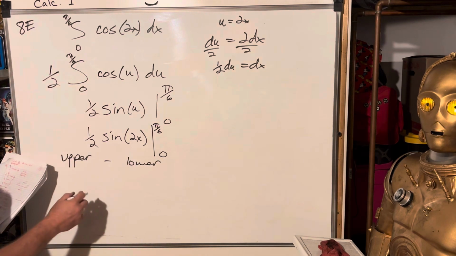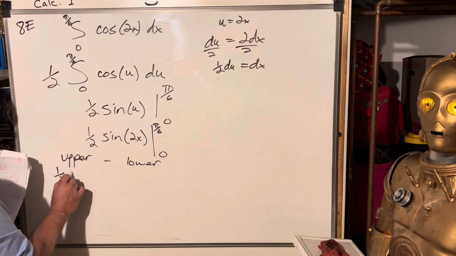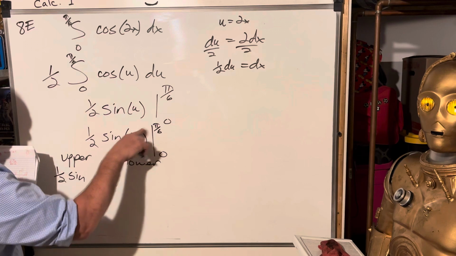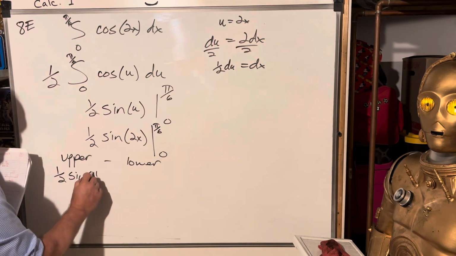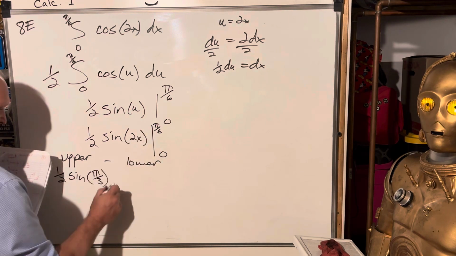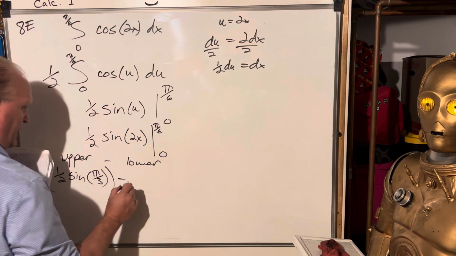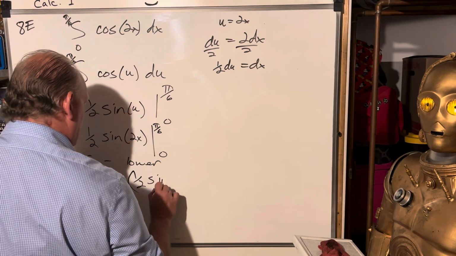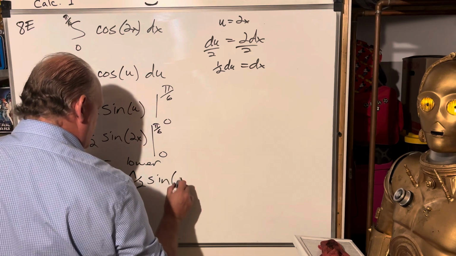So I've got 1/2 times the sine of 2 times pi over 6. So the 2 in, it's pi over 3. And then minus 1/2 times the sine of 2 times 0, which is 0.